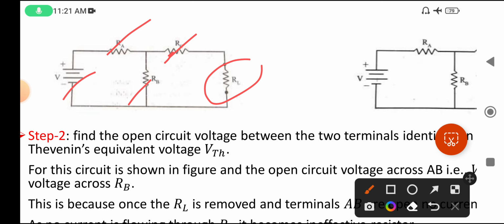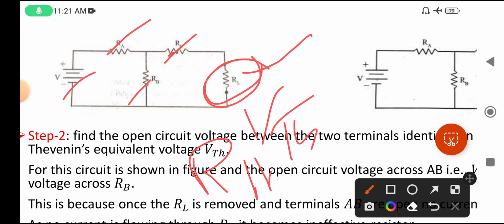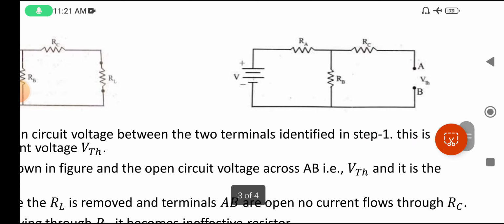Load resistance means where we are going to calculate or take the voltage, and that resistance is called the load resistance. At this point we have to calculate V Thevenin and R Thevenin. So I have selected these 2 points. Let this be point A and this be point B. See here in the next diagram.